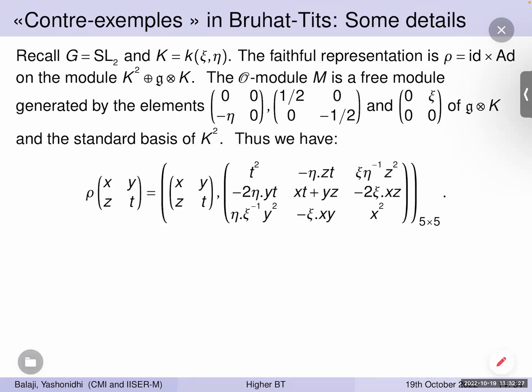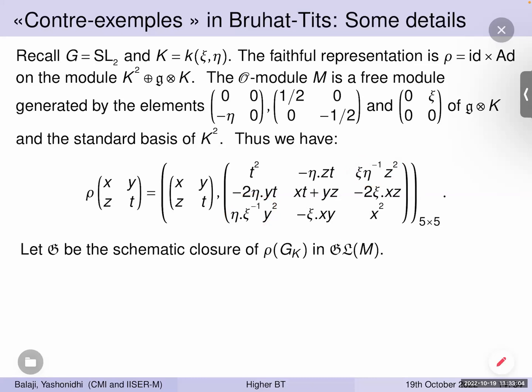Thus, if you take an element which looks like little x, little y, little z, little t, this is an element in capital K valued points of SL2. This goes under the representation rho to something of this type. There's a 2x2 matrix, and then there's a 3x3 matrix, and together they form a 5x5 matrix. And notice that we have taken an inverse here and an inverse here.